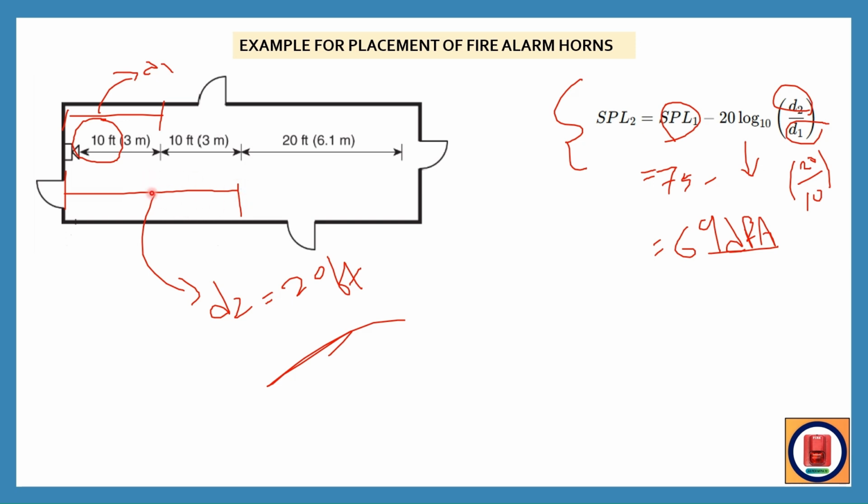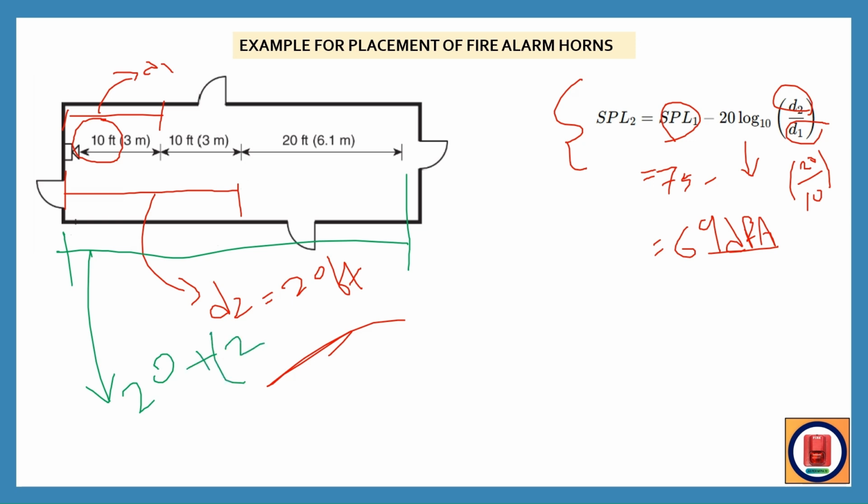Again, if we increase the distance, for example, we add 20 more feet to this already existing 20 feet. D1 will be the same 10 feet because this is the reference distance. SPL1 will be 75. Now D2 will be the new distance. For example, the new distance from the source will be 20 plus 20. Since we are doubling the distance, this will be 40.